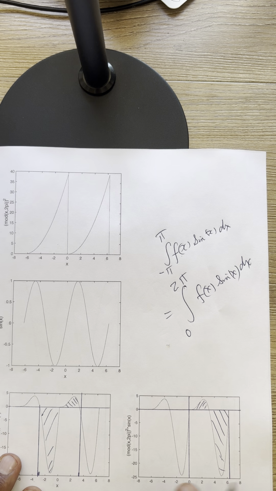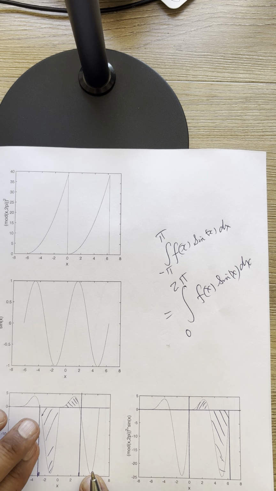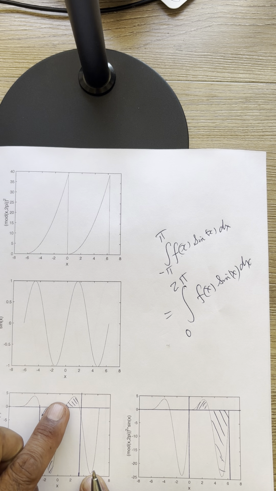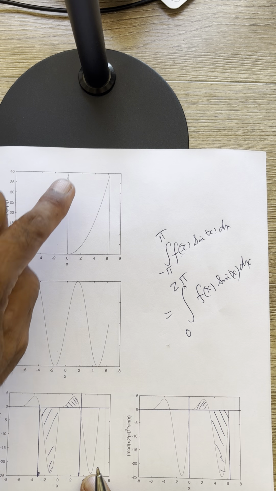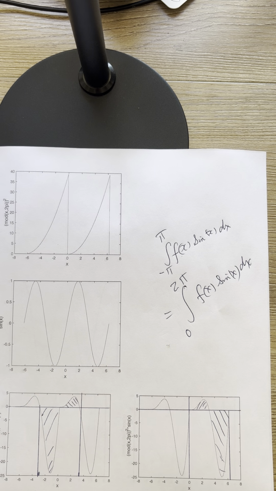If you do minus pi to pi, then f of x is different for less than 0 and greater than 0. You have to break it up into two integrals, and you have to find the function for f of x. That's the reason why integrating 0 to 2 pi is easier.